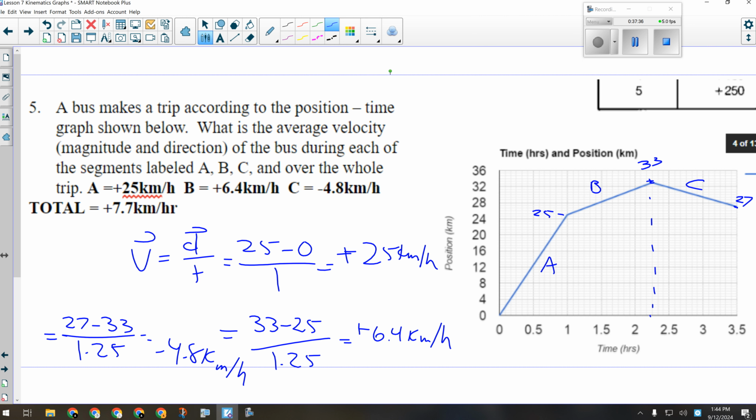We're backtracking now. And then to get the average velocity over the whole trip, that would be total displacement divided by total time. The total displacement is positive 27 kilometers divided by 3.5 hours, which should give us positive 7.7 kilometers per hour. Everybody all right with that?